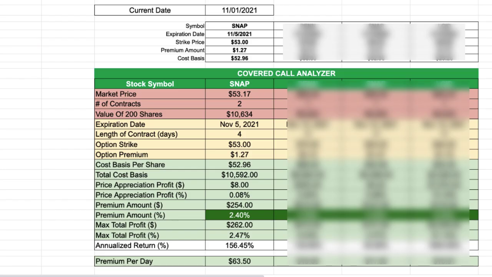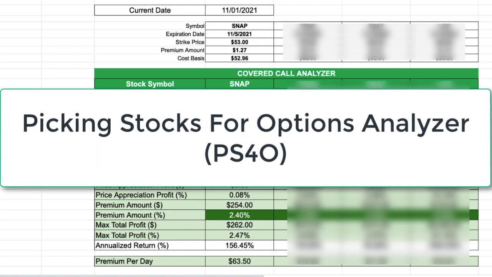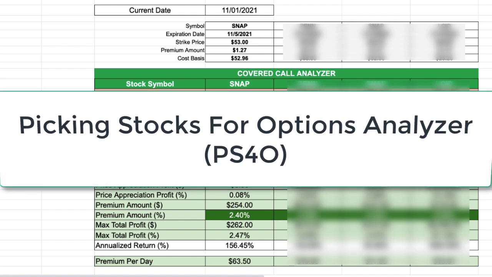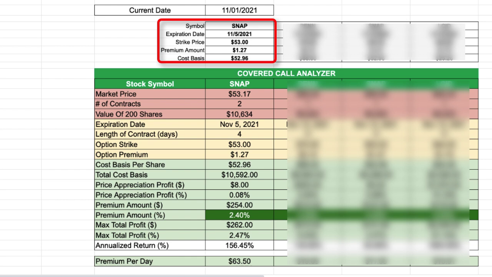To help us better track what has transpired and visualize the actual numbers, let's use my Picking Stocks for Options Analyzer, PS40, that I'll be featuring in my upcoming live training session. So with the Analyzer tool, I just simply fill out these 5 different fields.